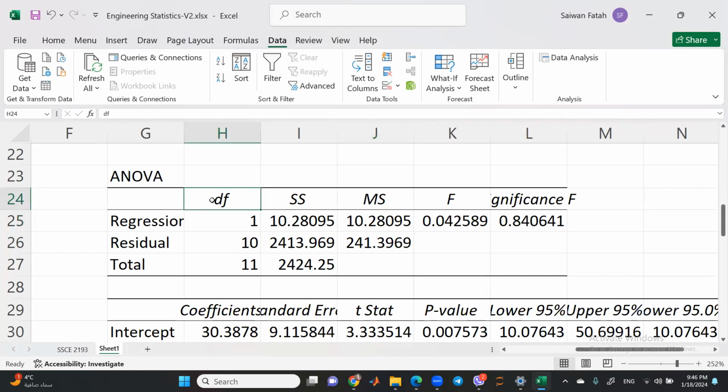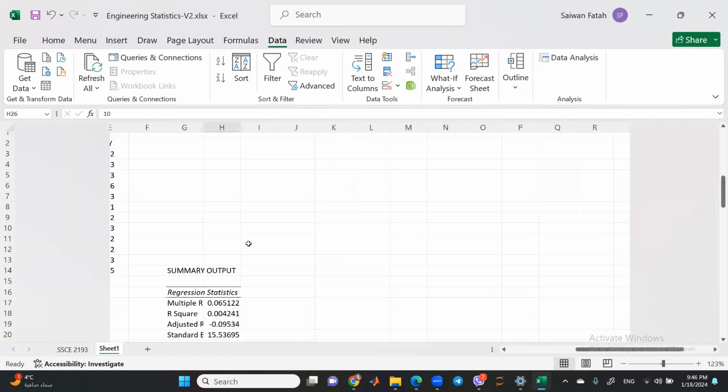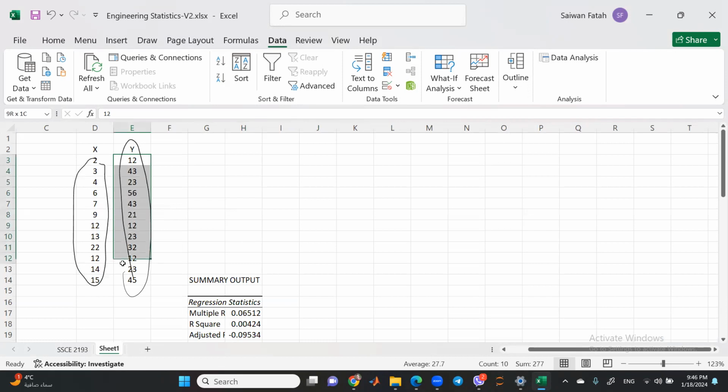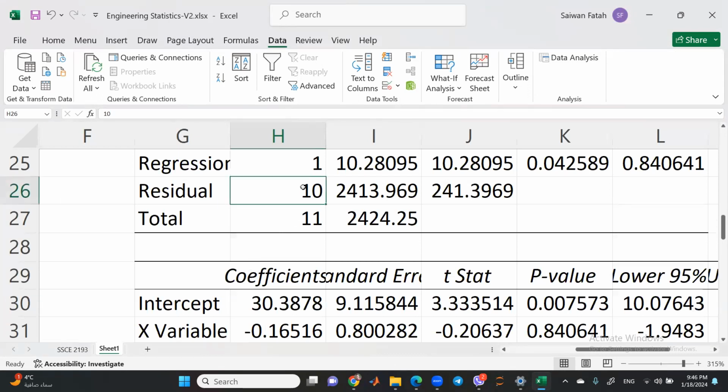As you see here, DF means degrees of freedom. One of the degrees of freedom is 1. It's always 1. And the other one is n minus 2. Look, n is 12, as we have 12 data for x and y. 12 minus 2 is 10, and the total is 11.